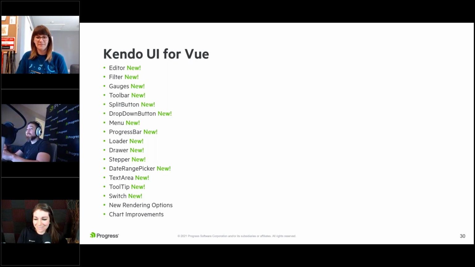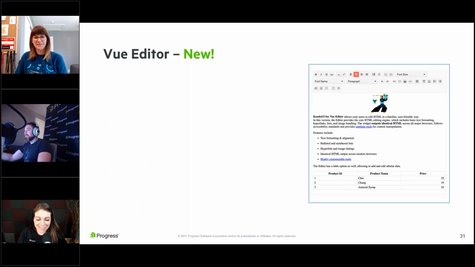So we have the editor, filter, gauges, toolbar, split button, drop-down button, menu, progress bar, loader, drawer, stepper, date range picker, text area, tooltip, and switch. And then of course also the rendering options that I've covered and the chart improvements. So I'm gonna just kind of step through this and try to keep this in the next 15 minutes. It might be difficult.